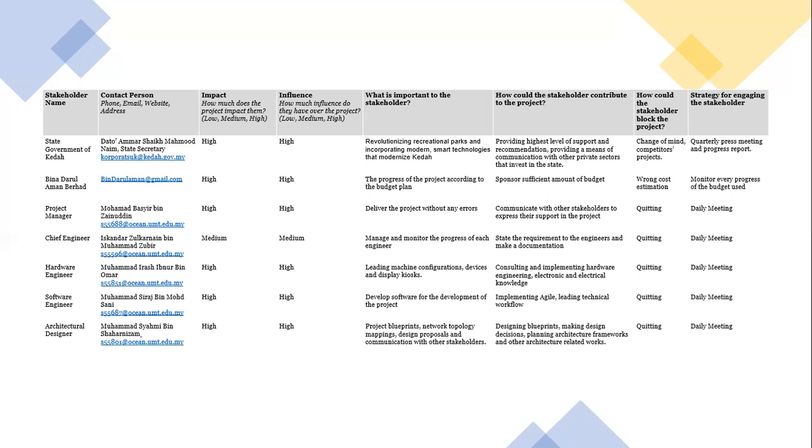And finally, we have the architectural designer, Muhammad Shahmi bin Shah Nizam. He also has high impact and high influence on this project. What is important to him is the project blueprints, network topology, mappings, design, proposals, and communication with other stakeholders. And how could the stakeholder contribute to the project? By designing blueprints, making design decisions, planning, architecture frameworks, and other architecture related work. All these three could block the project by quitting it. The strategy for engaging the stakeholder is daily meeting. Okay, next, I'll pass back to Muhammad Bashir.